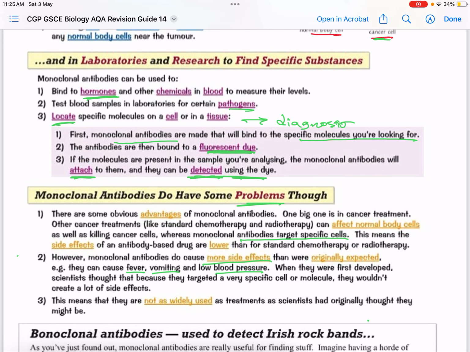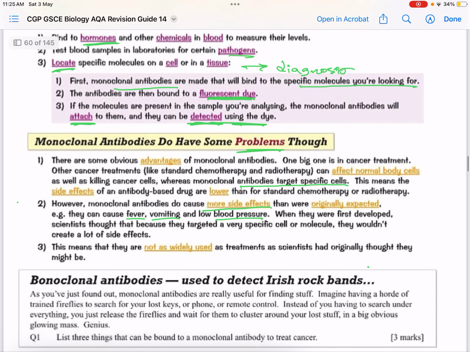I hope that was a beneficial lesson, a quick review for monoclonal antibodies, how it's made, how it works, and also the pros and cons from using monoclonal antibodies.